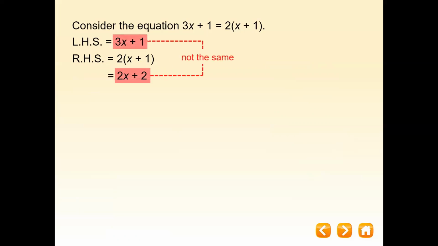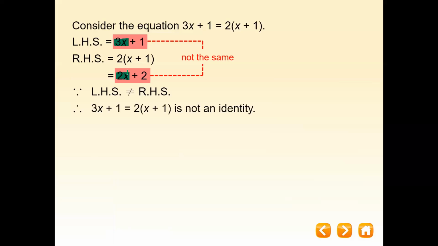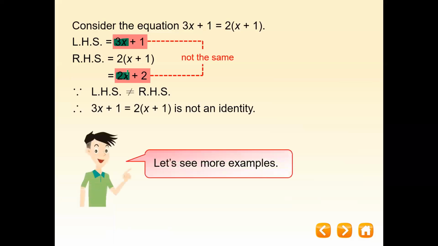Now we see that left-hand side and right-hand side are not all the same. For example, the terms of x, their coefficients are different. Because left-hand side does not equal right-hand side, therefore 3x + 1 = 2(x + 1) is not an identity.